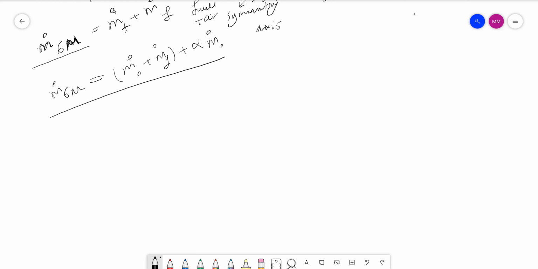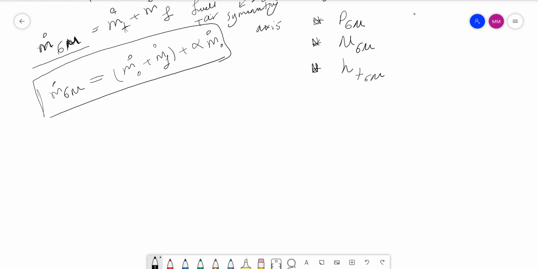So there are three things we want to find out. This is your mass flux. We already have the mass flux. There are three other things that we want to find out: the pressure at station 6m, the Mach number at station 6m, as well as the enthalpy at station 6m. And we already have the mass flow.